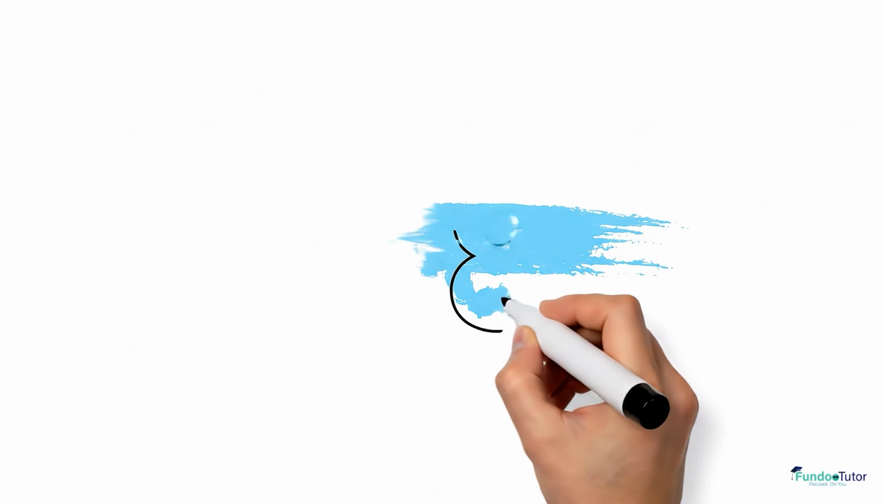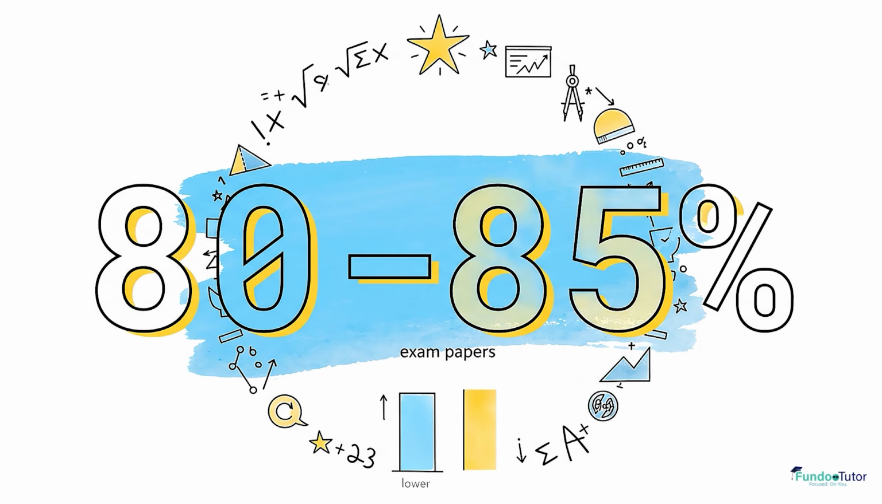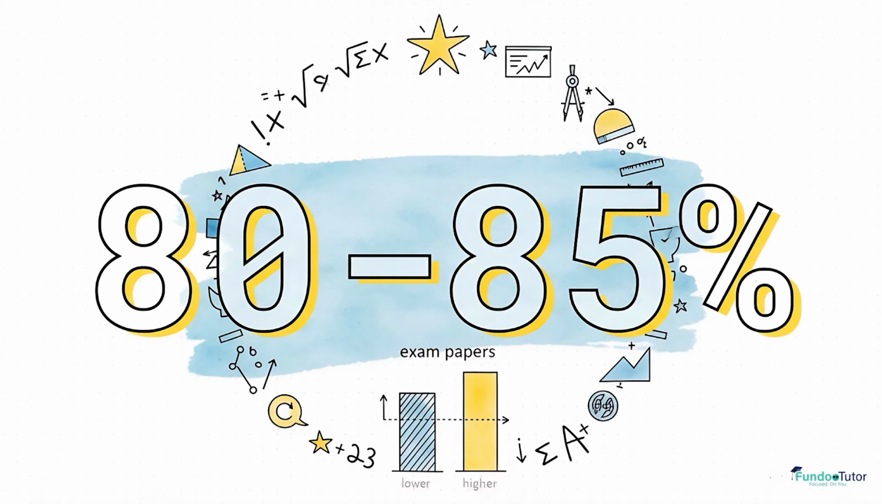So what does this all mean for you? Here's the bottom line. Based on those averages, if you are consistently scoring in the 80 to 85% range in your practice papers, you can feel really confident that you're on track for an A star. You're building in a buffer, a little safety net that protects you whether the paper is tough or easy. That is your safe zone.